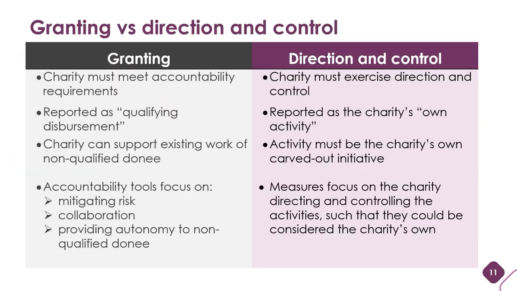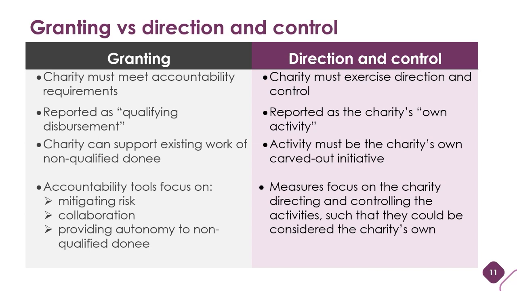Just a final note about direction and control before we move into granting only. While there are similarities between grants and direction and control, this slide shows some of the distinctions. So for granting, the charity must meet accountability requirements. And this is reported as a qualifying disbursement. The charity can support existing work of a non-qualified donee. The accountability tools focus on mitigating risk, collaboration, and providing autonomy to the non-qualified donee.